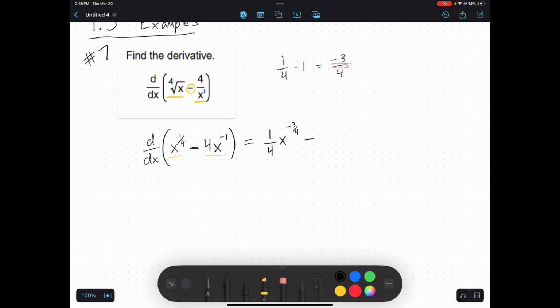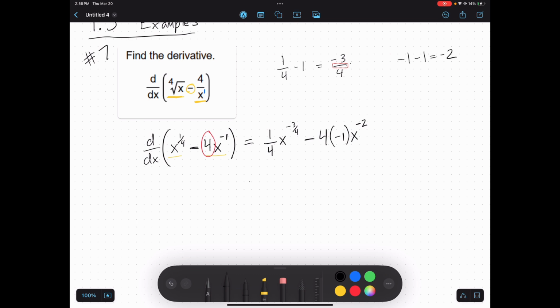Well, my constant multiple rule tells me just keep the 4 there, and then focus on the derivative of x to the negative first. And the derivative of that is, right, I'm going to multiply by whatever the exponent is, and then do x to the, and then minus 1 from the exponent. Decrease the exponent by 1. Well, negative 1 minus 1 gives me a negative 2.